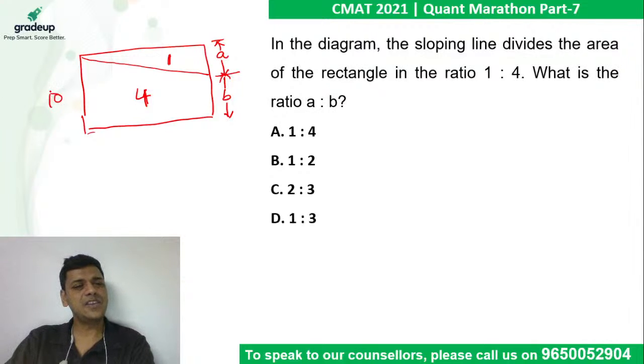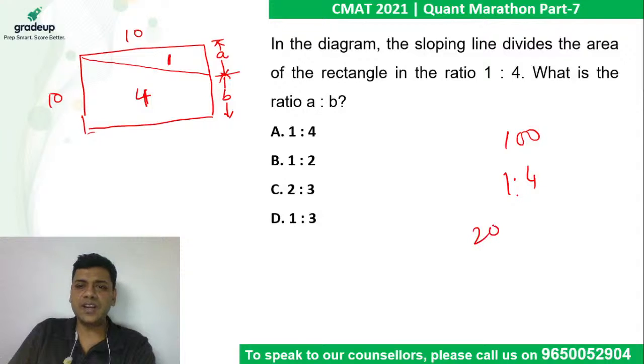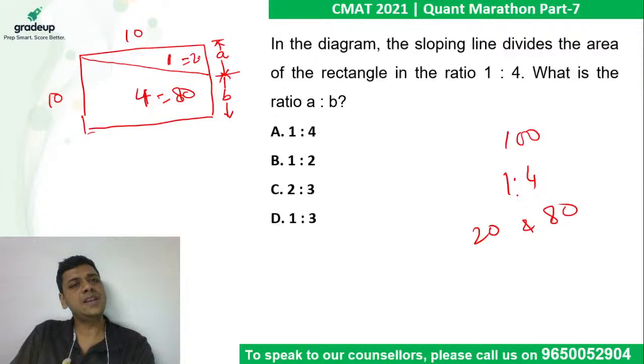Why not? Let's assume this is 10, this is 10. So the area of this complete rectangle is 100. Now if I divide 100 in a ratio of 1:4, I get 20 and 80. So this is 80, this is 20.